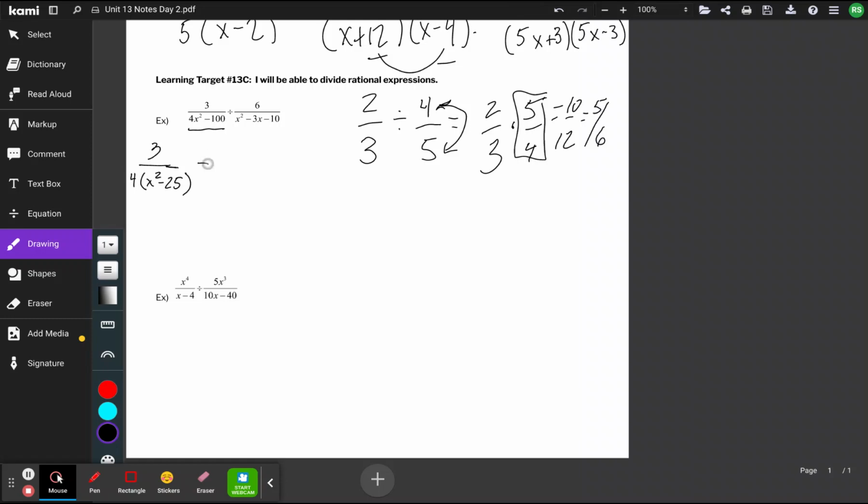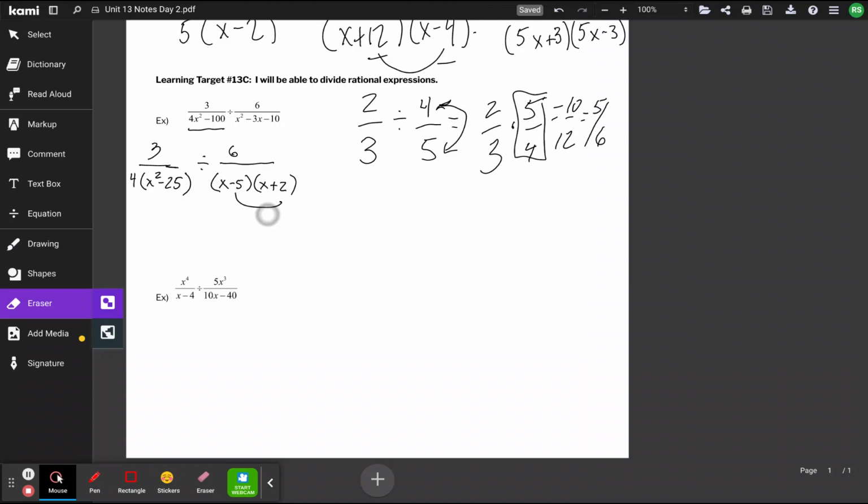On the other side, for the time being, we're going to leave the 6 in the numerator. We're going to factor the denominator. We have 3 terms. There's not a greatest common factor. This is where we use guess and check. That factors to x minus 5 and x plus 2. Negative 5 times 2 is negative 10. Negative 5 and positive 2 makes negative 3. So I factored the denominator.